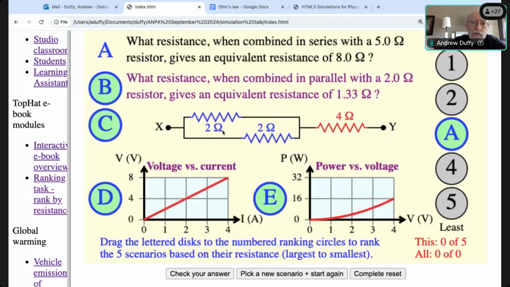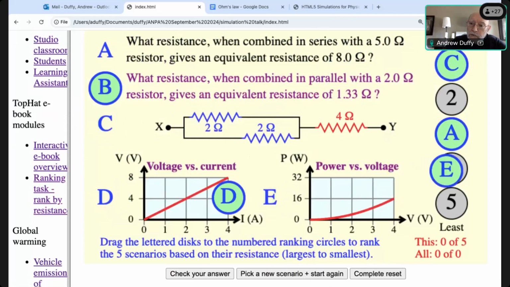Okay, 2 and 2 in parallel, that's 1, 1 and 4. Oh, because this one's 5. Okay, between X and Y, what's the resistance? That's 5, so I drag this one up to 5. Okay, 8 and 4, this one's 2, so 2 is the 4th highest, so that's there. What is this one? I'm going to do V squared over R. My V squared is 16, and power is V squared over R. I get 16 over something is 16, that has to be 1. So that is the least.